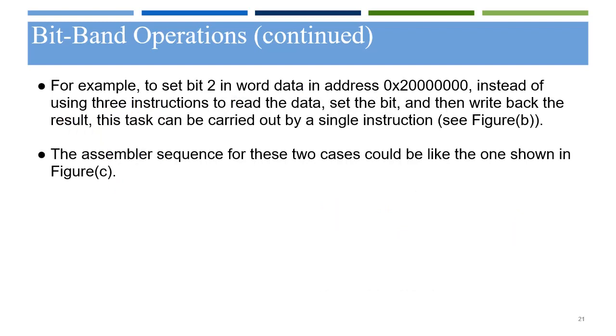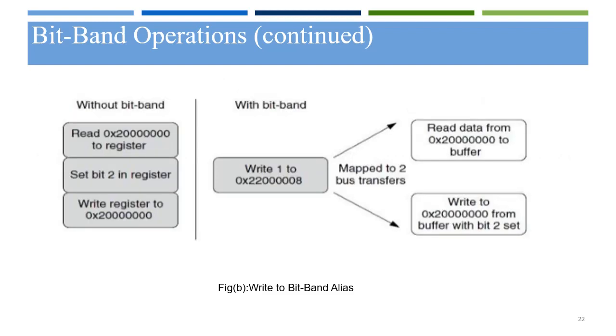The example I gave you in the previous slide, if you want to carry that out using a single instruction, we can see in the next diagram shown in the next slide, and the assembler sequence for these two cases could be like the one shown in figure C, which is there in the next slide. So this diagram shows the write to the bitband alias. Here you can differentiate without the bitband and with bitband.